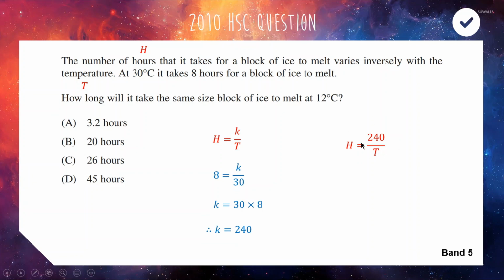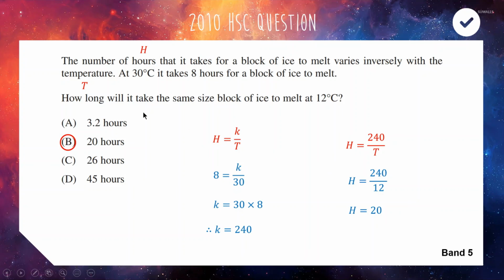Now we'll make the value of K 240, and we can use this equation to answer the question. Question was, how long will it take? So find hours to melt the block if temperature T is 12 degrees. So we're going to make T equal to 12, and we're going to do 240 divided by 12. And so awesome work. If you got 20 as your answer, you are spot on.